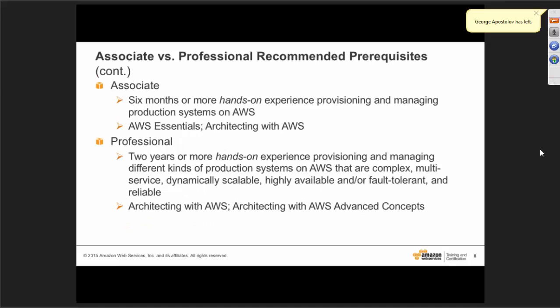Okay, so like I said, 6 months is associate. This actually says 2 years for professional. So you want to think of it from that kind of respect.